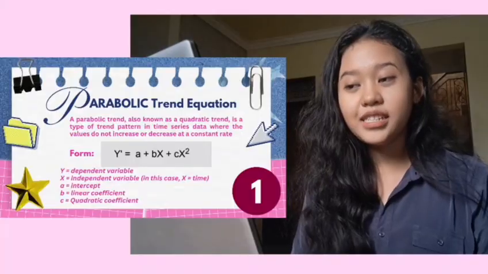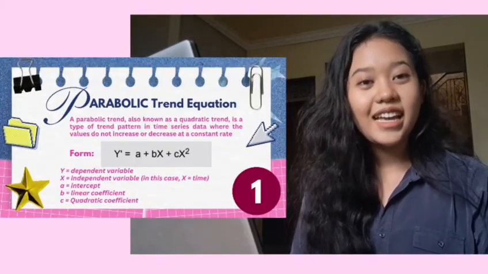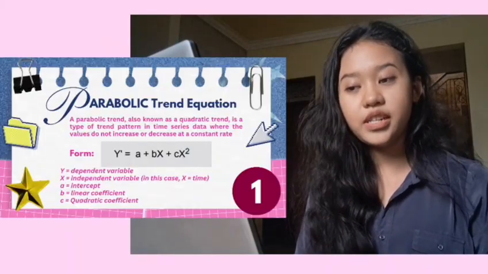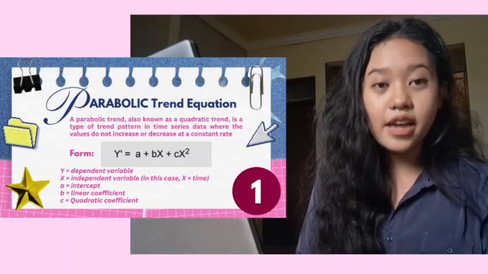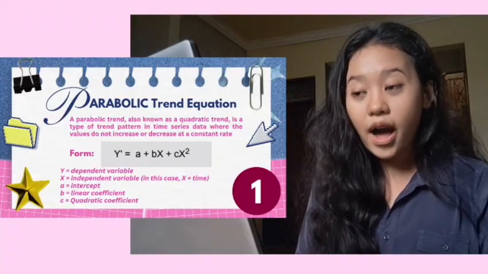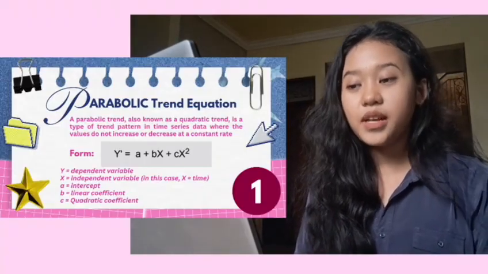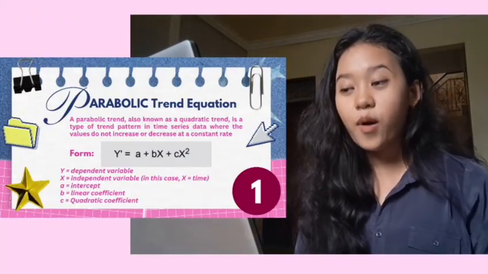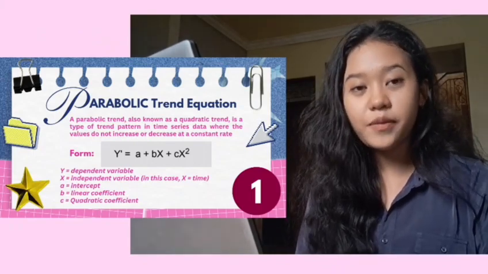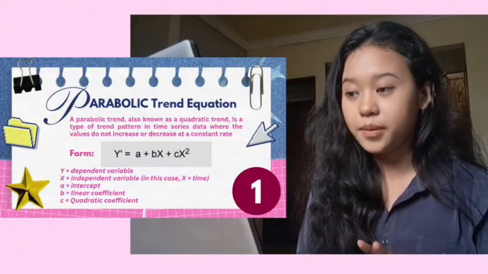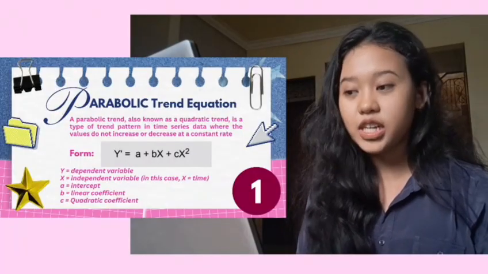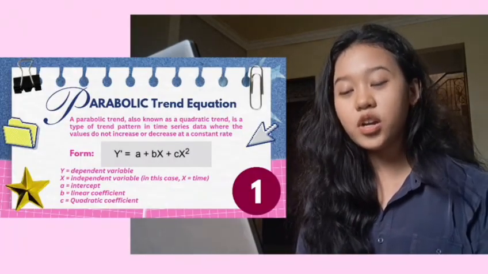Parabolic trend, also known as a quadratic trend, is a type of trend pattern in time series analysis where the values do not increase or decrease at a constant rate. And there is a general form of these parabolic trends. The general form is y equals a plus bx plus cx squared, where y stands for the dependent variable and x stands for the independent variable, in this case time, and a equals the intercept, b stands for the linear coefficient, and c stands for the quadratic coefficient.